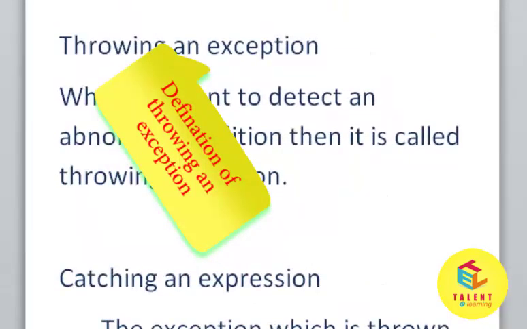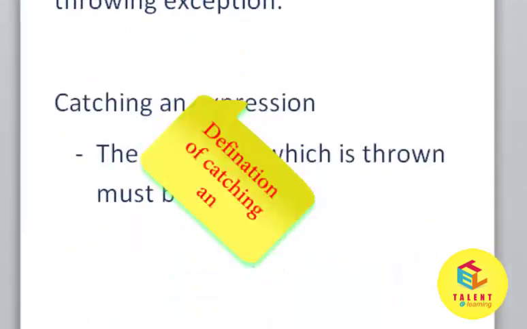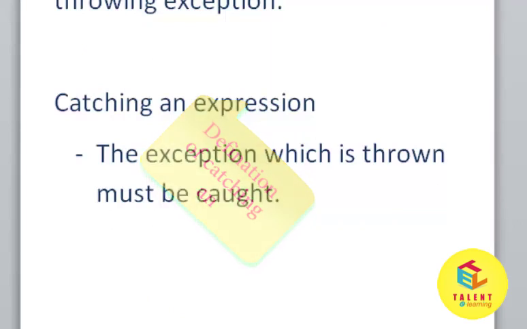Throwing an exception. When we want to signal an abnormal condition, it is called throwing an exception. Catching an exception. The exception which is thrown must be caught. It is called catching an exception.